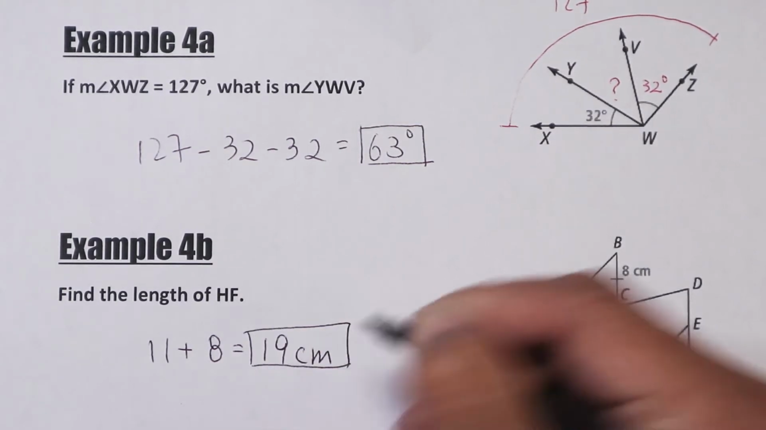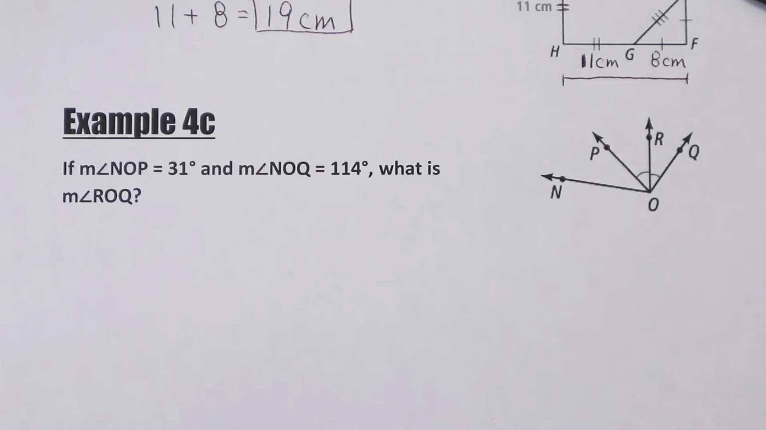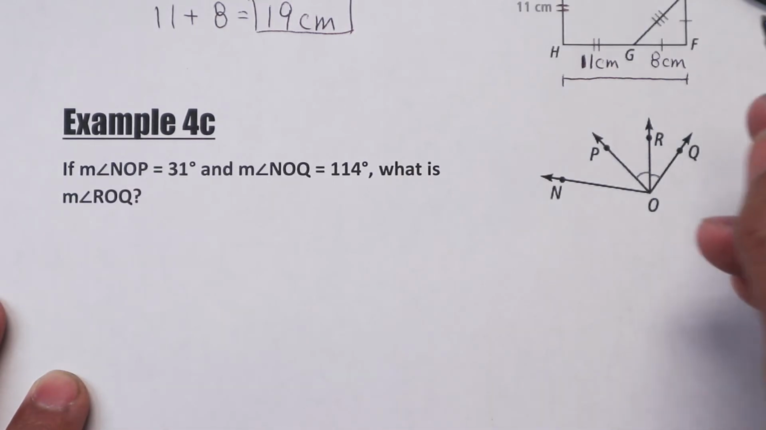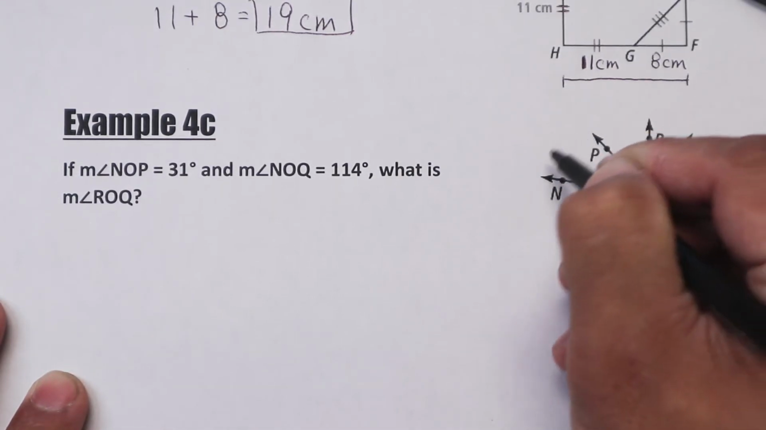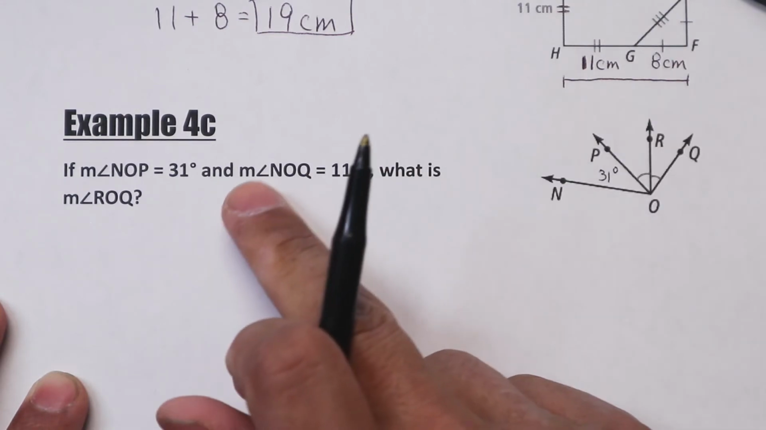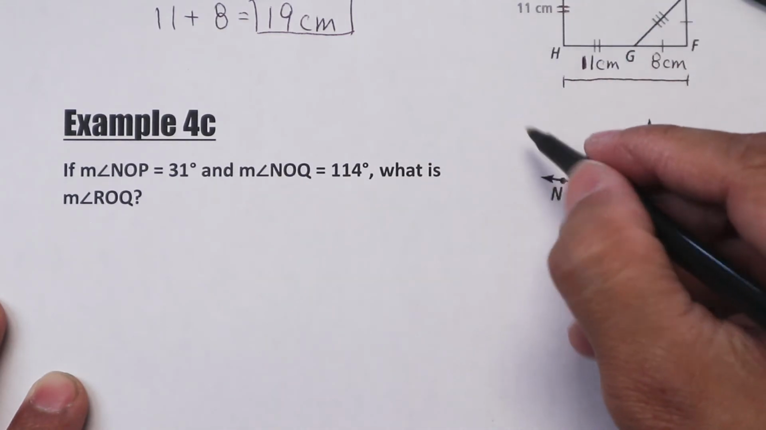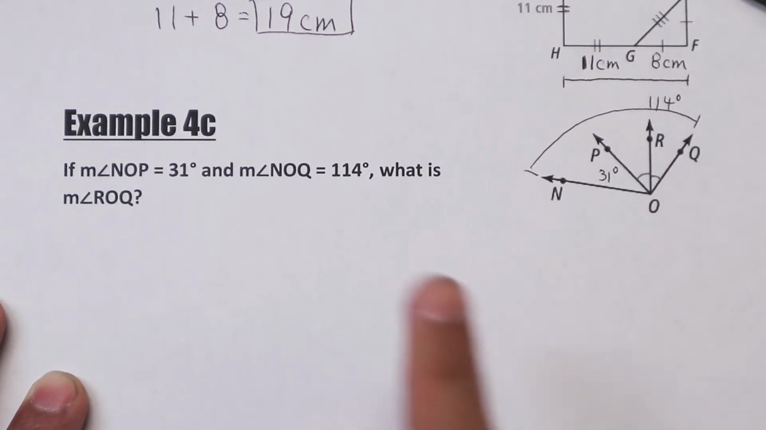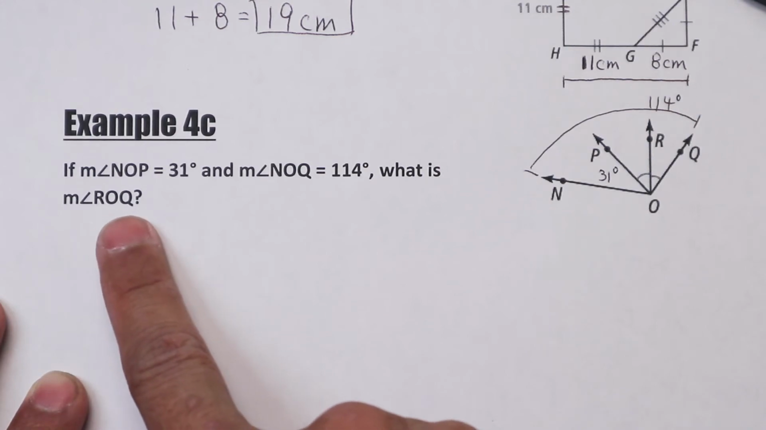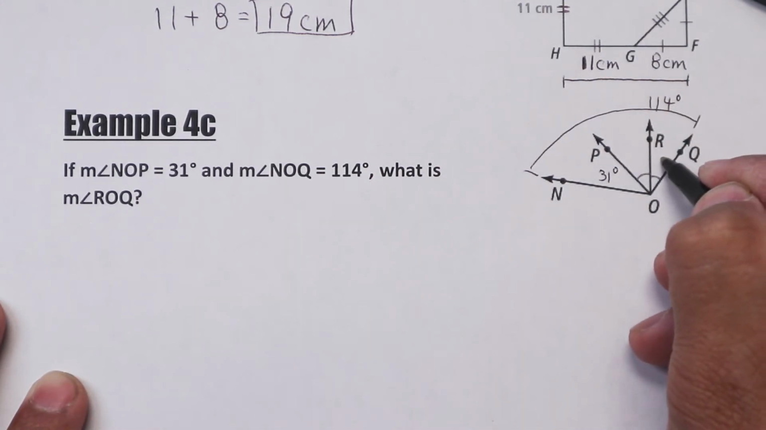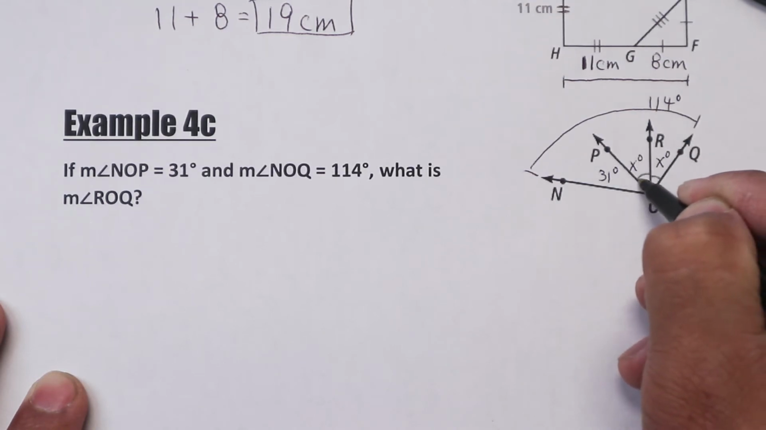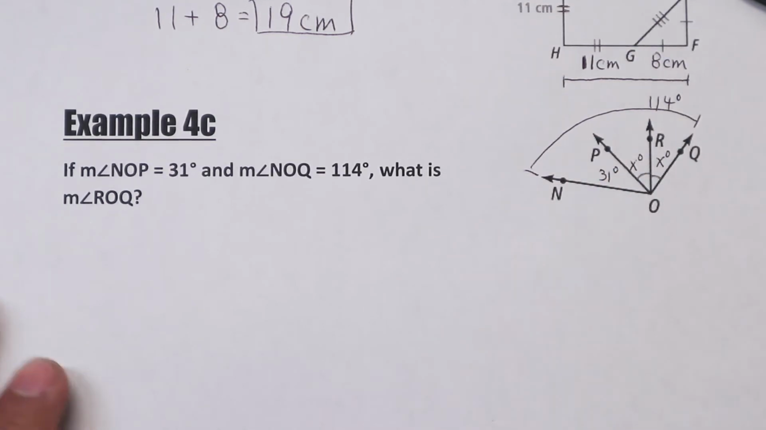Isn't that easy? Finally, in example 4c, we're going to take a look at a more complicated problem. Here it says if the measure of NOP is 31 degrees, let's actually mark it. NOP is 31 degrees. And the measure of NOQ, which is the entire thing, is 114 degrees. What is the measure of ROQ, which is this one right here? Let's call it X. Now, if I call this X, don't you agree that we can also call this X because they're the same angle measure because of these 2 arcs?